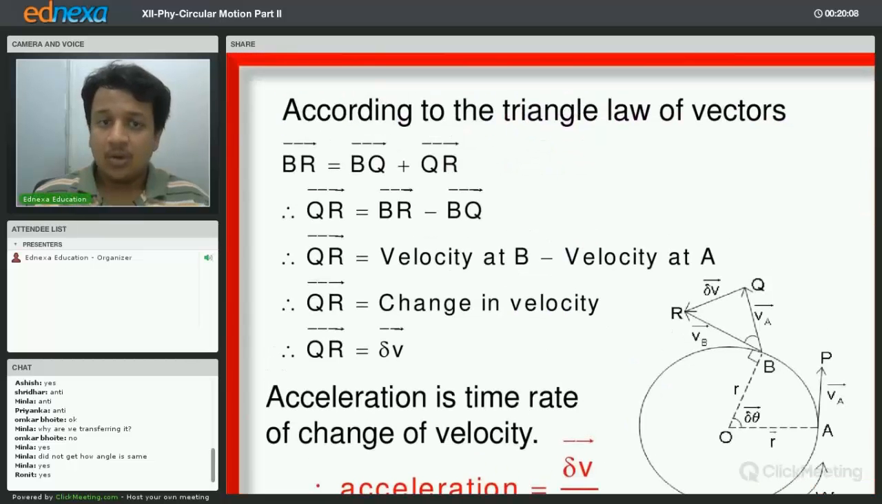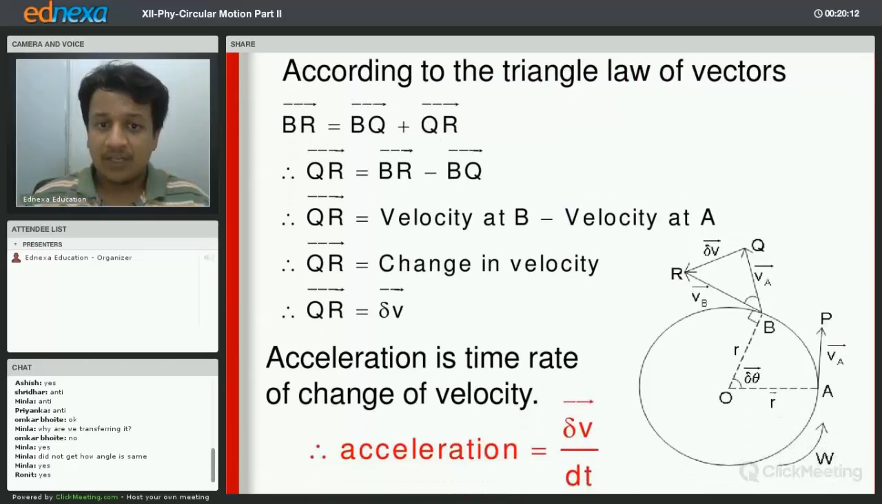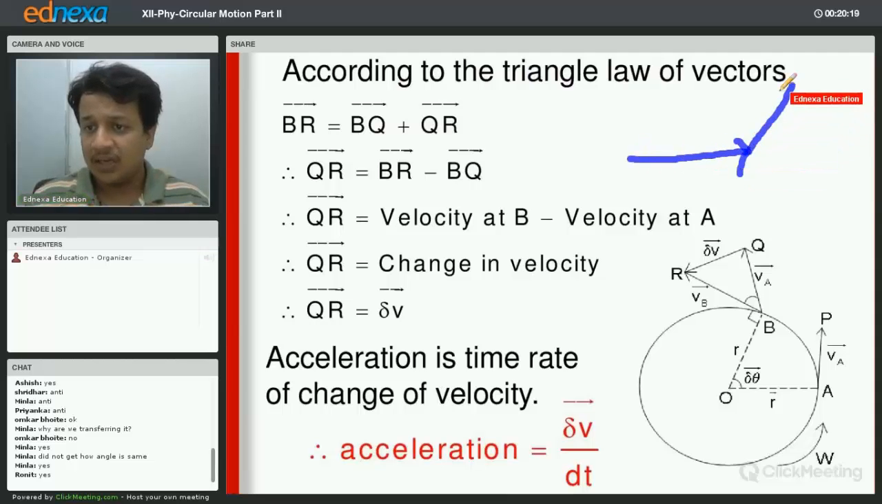Now, over here, according to the triangle law of vectors, vector BR, what is the triangle law? If you are remembering, see, I will revise the triangle law quickly and then I will proceed.